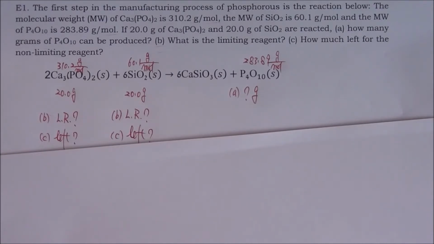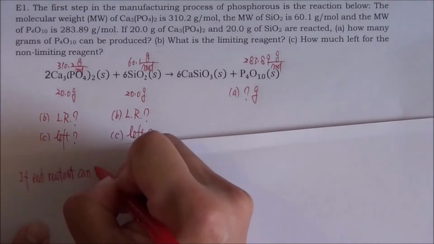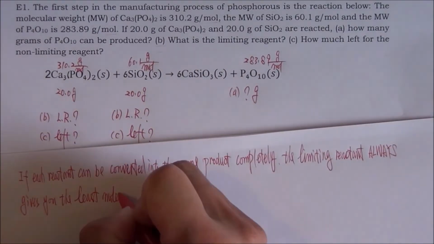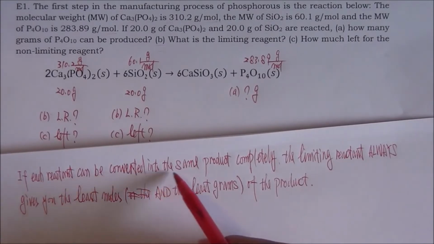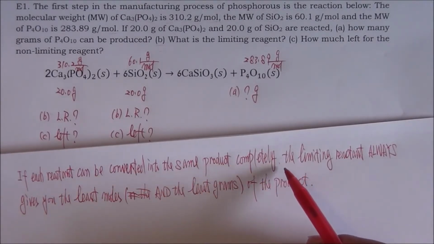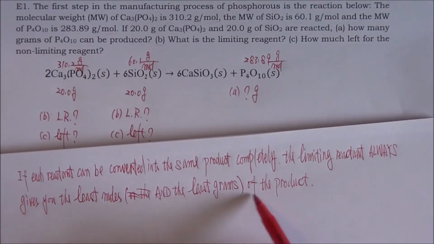The method I'm going to teach is based on the following fact. If each reactant can be converted into the same product completely, the limiting reactant always gives you the least moles and the least grams of the product. Let me read the fact again because it is very important for you.